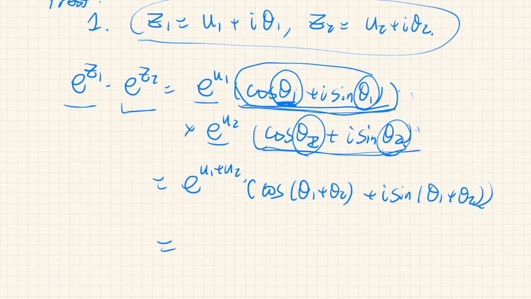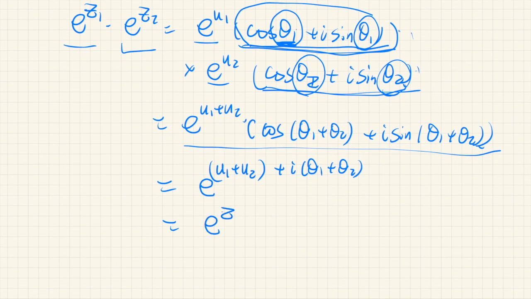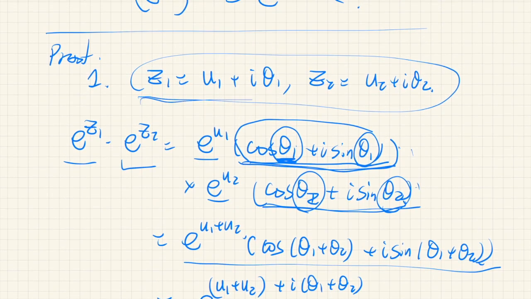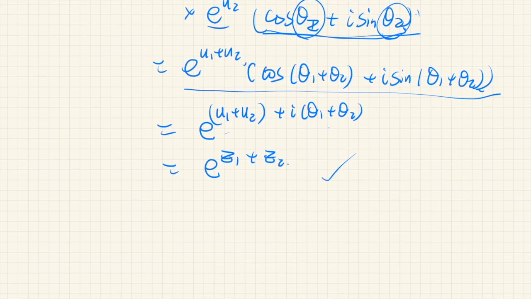However, this is, by definition, equal to the exponential of u1 plus u2 plus i times theta 1 plus theta 2. But this is equal to the exponential of z1 plus z2, right? Because of this. So it's done. And the second part, I leave it as an exercise. So you should try to prove it.